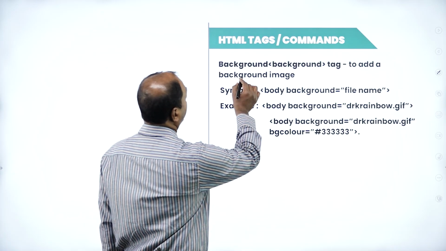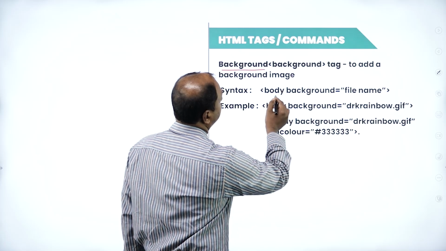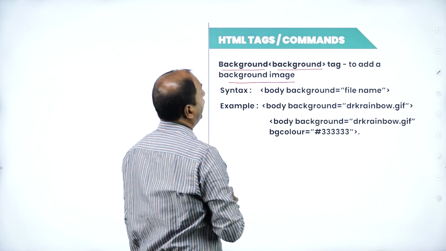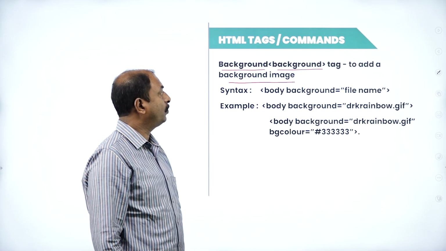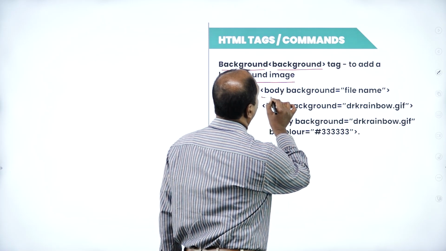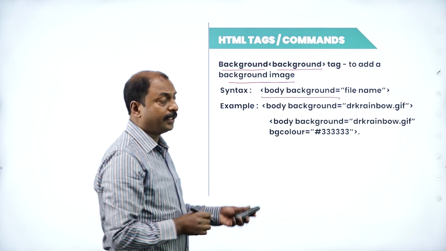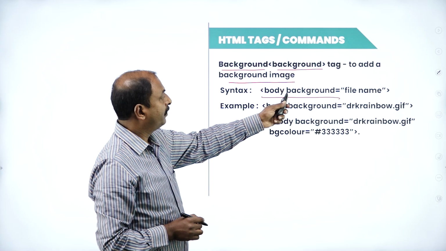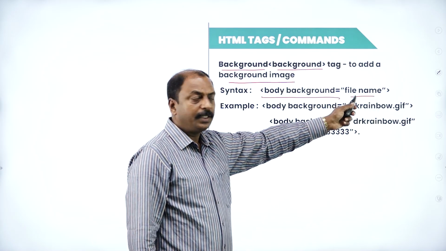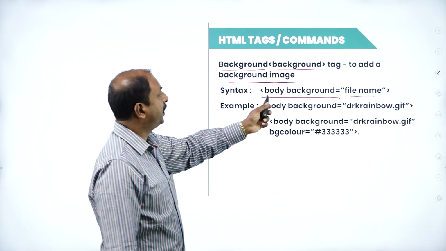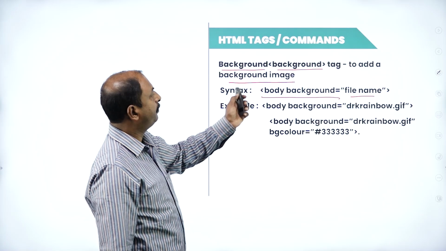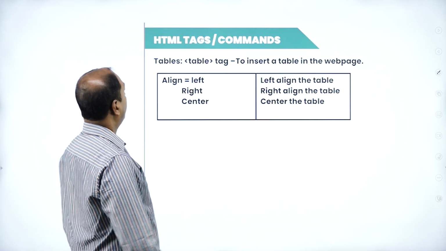Next we have the background tag, used to add a background image. We are going to add a background image using it along with the body tag. So we open a body tag, and here we write background equal to file name. This particular image will be the background of a particular web page or throughout the website. This is the background tag.